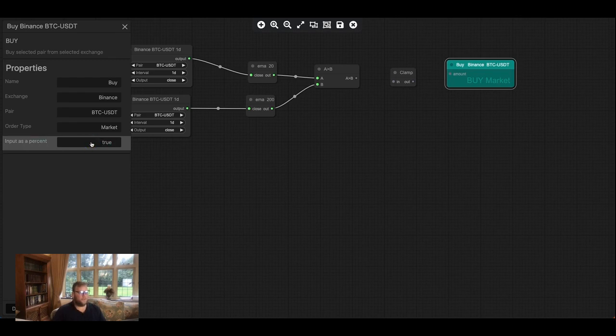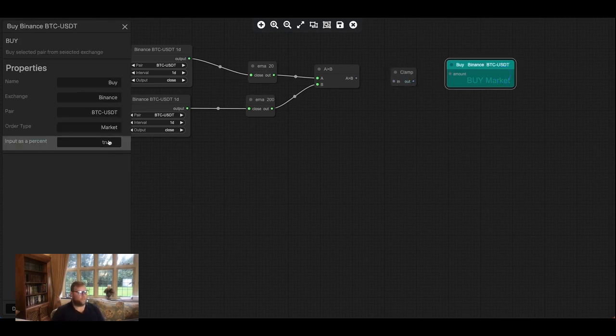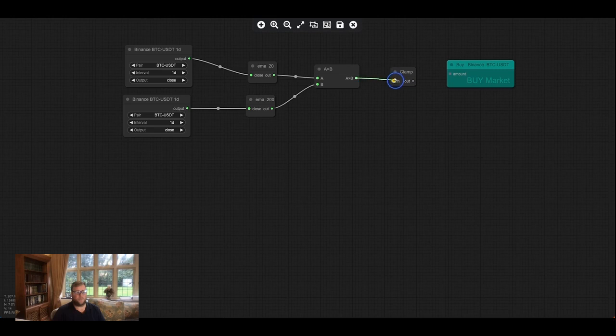And I can choose to input as a percentage or not. So if I was to choose as a percentage, then this 30 value here is going to buy 30% of the value of what's in my account. If I was to turn it off, it's just going to buy 30 units. So in this case, 30 bitcoins, which is more money than I have. So we're going to go back to 30% of the value of the account by selecting percentage. And we're going to connect up these blocks. And that's it. That's how you set your buy parameter.